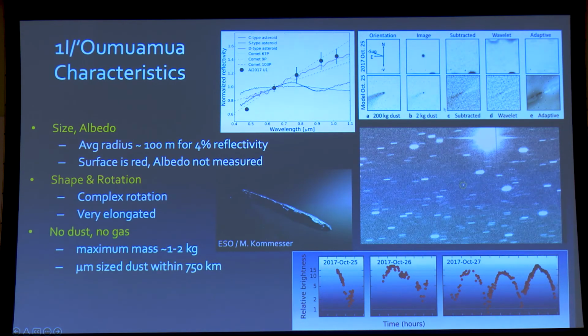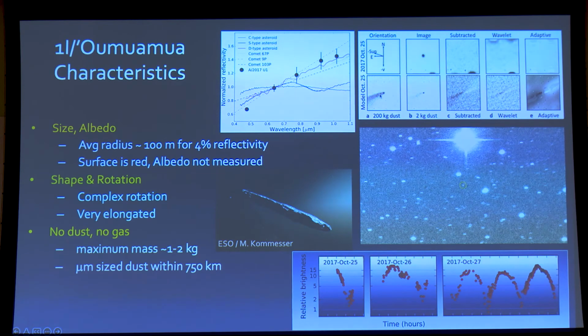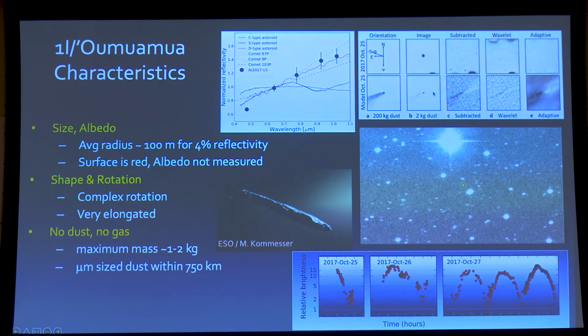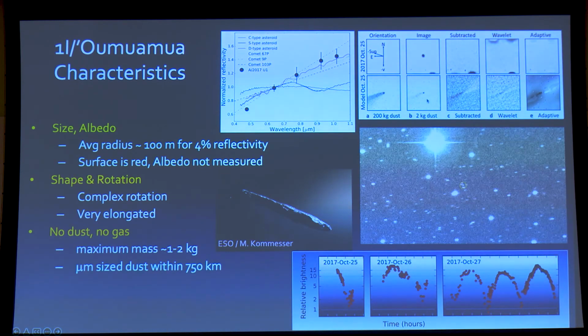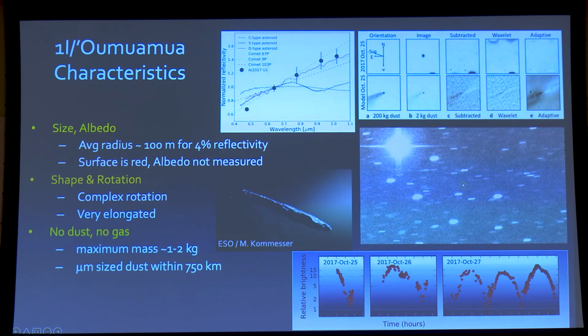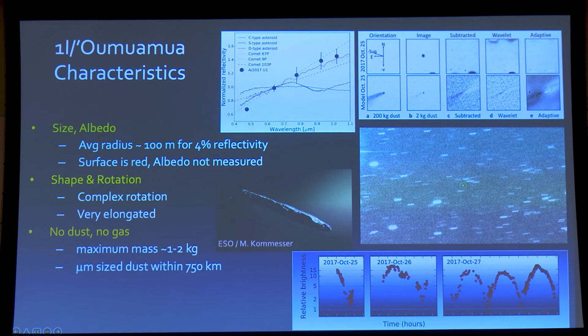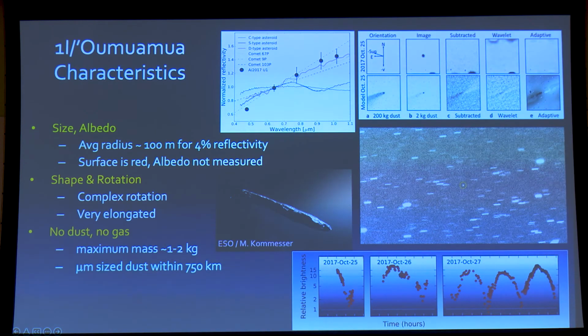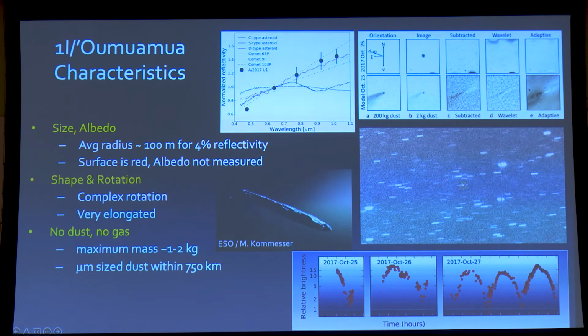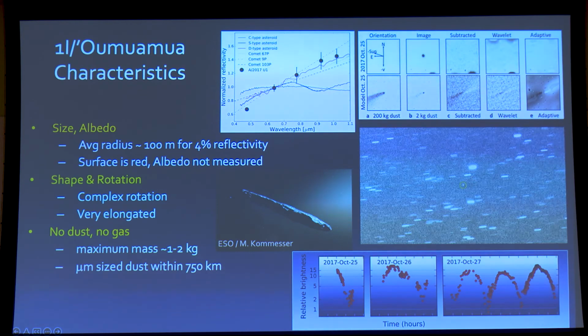Just nothing was seen. And this is a model of what 2 kilograms or 200 kilograms of dust would look like, and the same filtering techniques should have shown something. No dust, and nobody detected any gas. However, for the gas measurements, there wasn't a lot of time when it was bright enough to do these things.